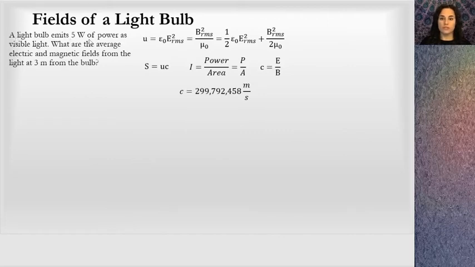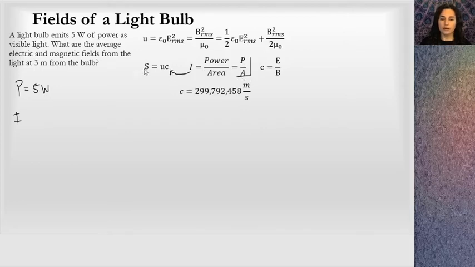A light bulb emits 5 watts of power as visible light. What are the average electric and magnetic fields from the light at 3 meters from the bulb? Okay, so we have the power. Power equals 5 watts. And I know intensity is power over area. I have that over here. So I can relate the intensity.